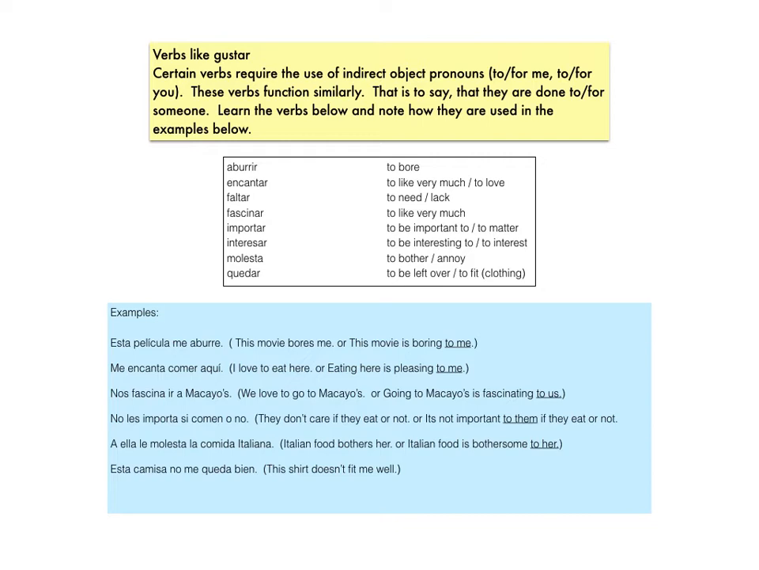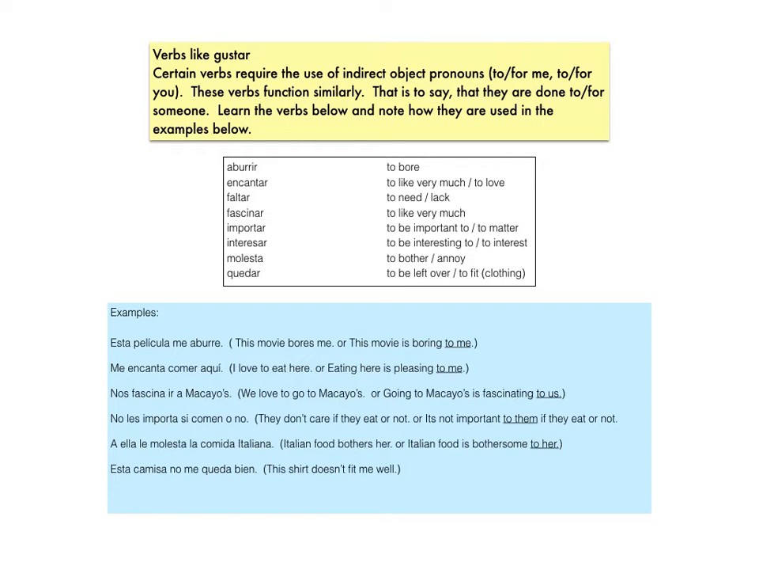These verbs all function similarly. That is to say that they are done to or for someone. So below you'll find some verbs, and you need to memorize them and know how they work. So let's take a look first at the verb aburrir, which means to bore. So in Spanish, we would say that something is boring to me.